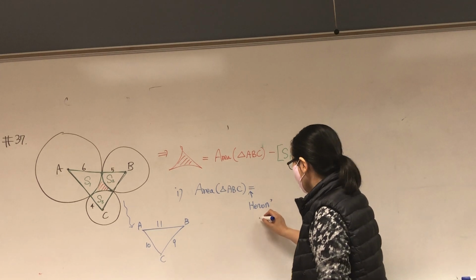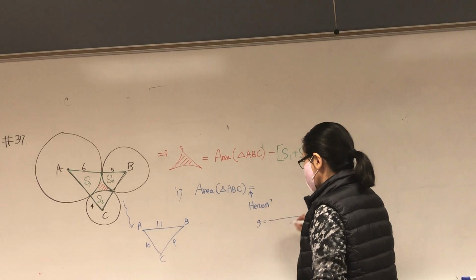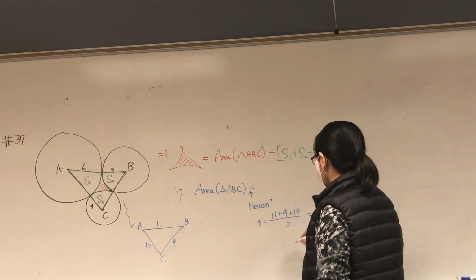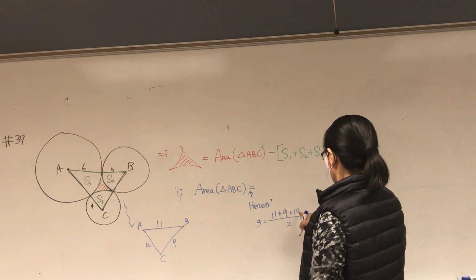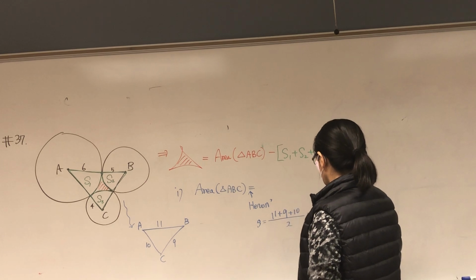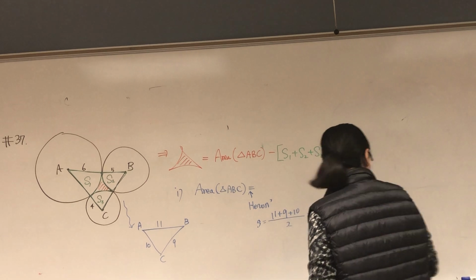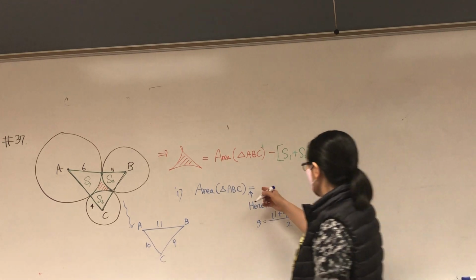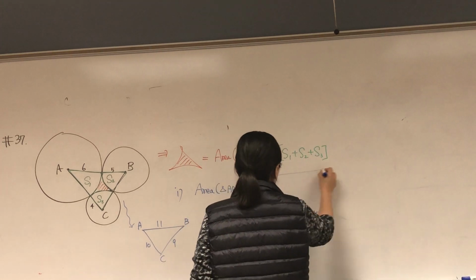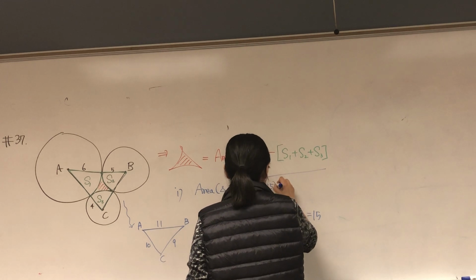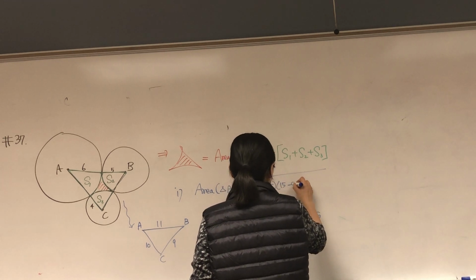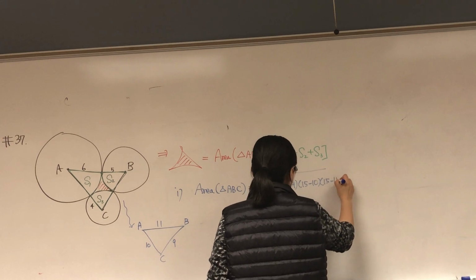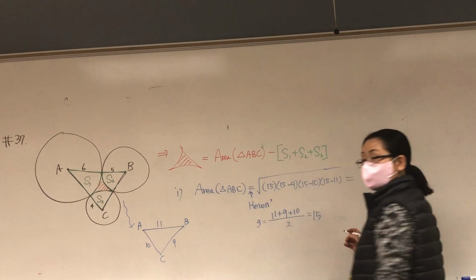Heron's formula. You have to figure out S first. It's 11, 9, 10 divided by 2. It is 30 divided by 2, so 15. Am I right? So your area is what? 15 times 15 minus 9, times 15 minus 10, times 15 minus 11. Am I right? Yes.